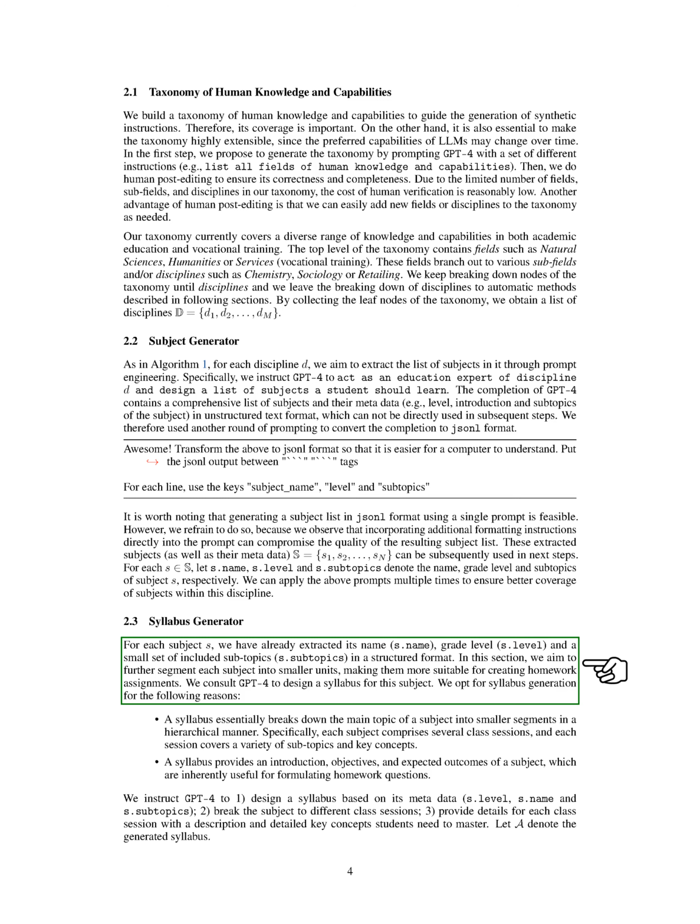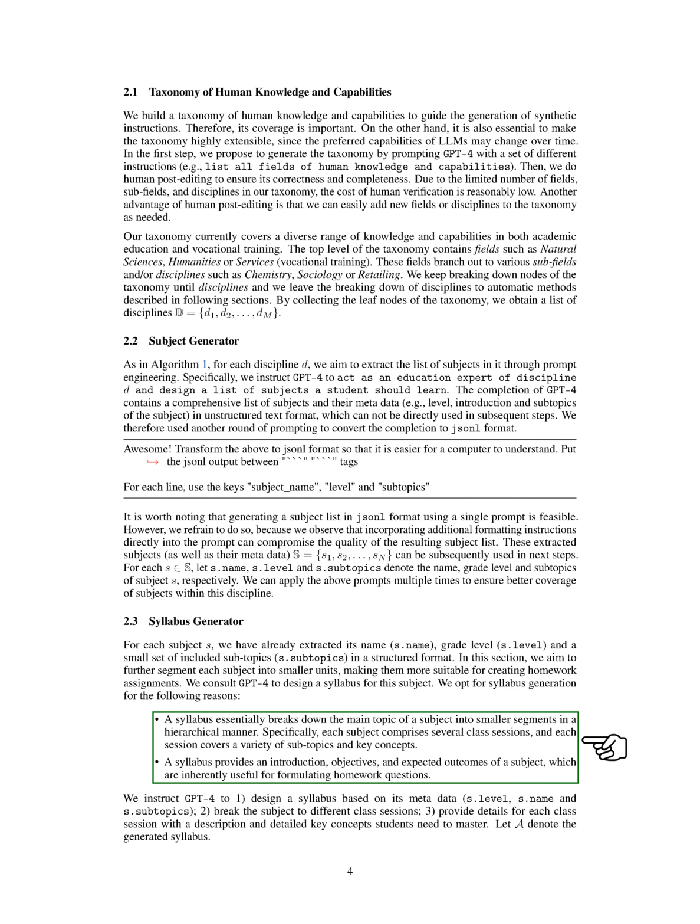Next, we focus on creating a syllabus for each subject. This involves further breaking down each subject into smaller units, making it easier to design homework assignments. We ask GPT-4 to create a syllabus that outlines the main topic of the subject, divides it into class sessions, and details the key concepts and subtopics that need to be covered in each session. The syllabus also includes the objectives and expected outcomes for the subject, which are crucial for generating homework questions. Although the syllabus is initially generated in an unstructured text format, we extract the names of class sessions and the key concepts for each session in a structured format, similar to how we handled the subject list.